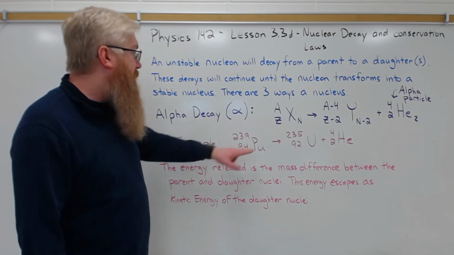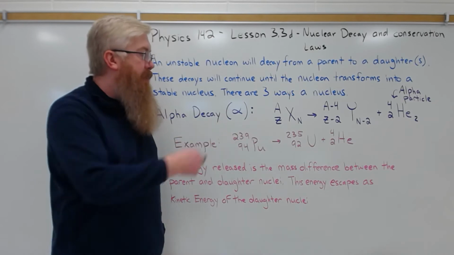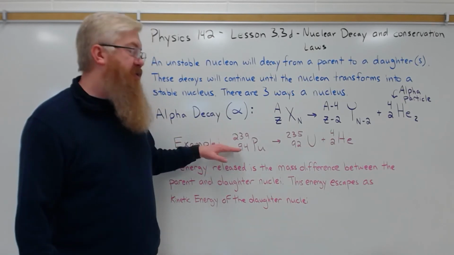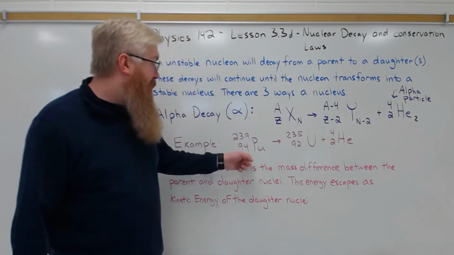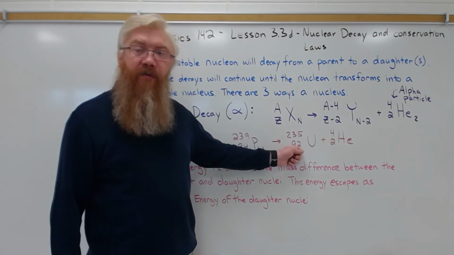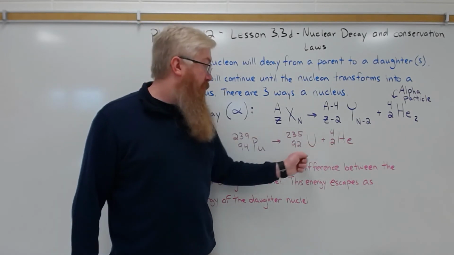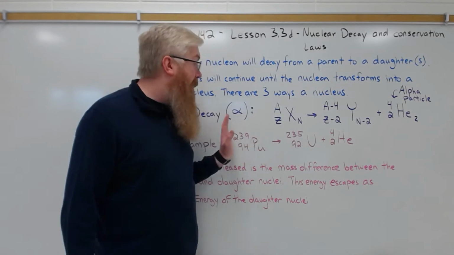So the energy is lost via kinetic energy. This is probably the easiest one to deal with as far as conservation rules, right? Charge is conserved. You have 94 protons here, 92 plus 2 protons here, so a total of positive charge of 94 protons.